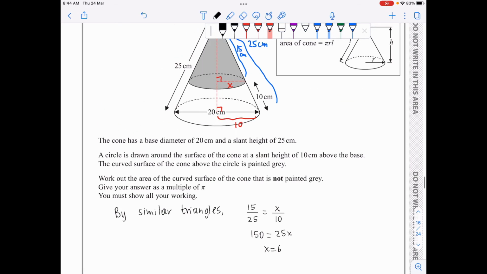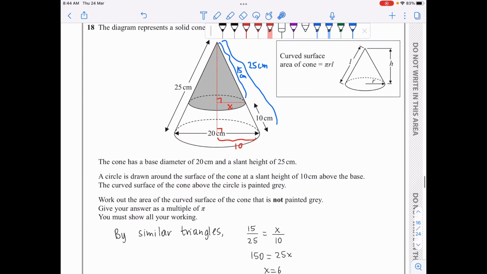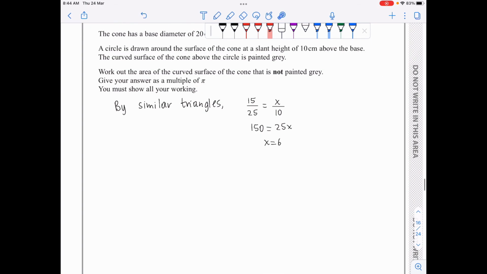So the area that is not painted gray is simply the curved surface area of the big cone, take away the curved surface area of the smaller cone. So the area we're after will be pi times r times slant height minus pi times the radius of the smaller cone times the slant height of the smaller cone. We need to give answers as a multiple of pi. So this is 250 pi minus 90 pi, which is 160 pi.